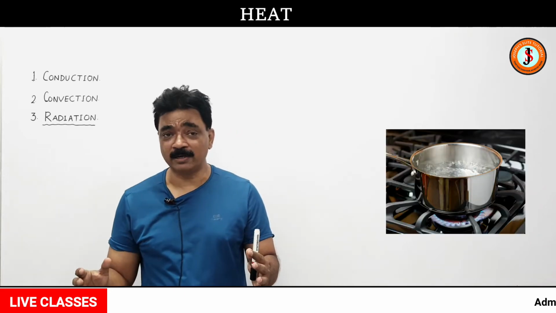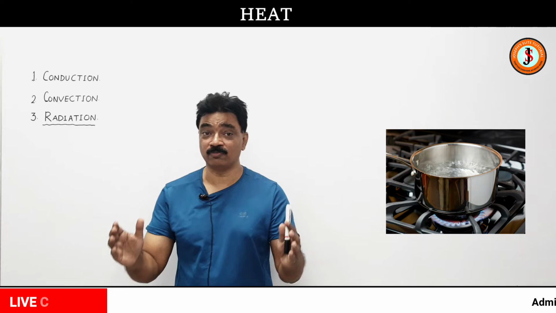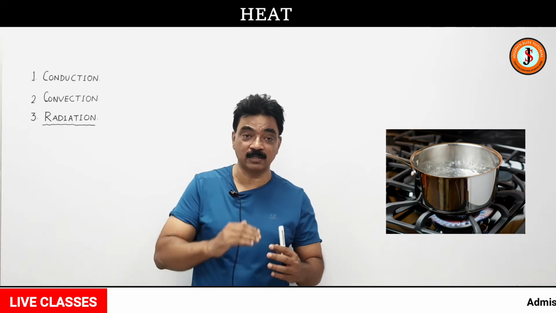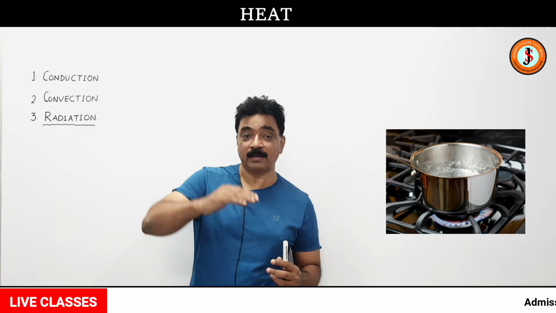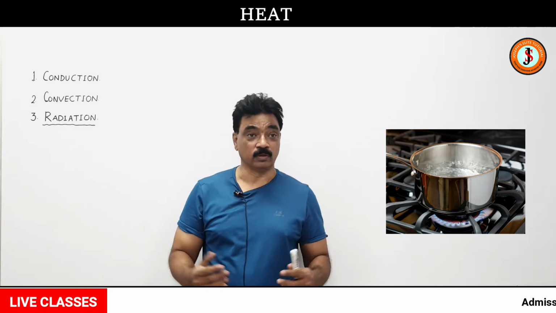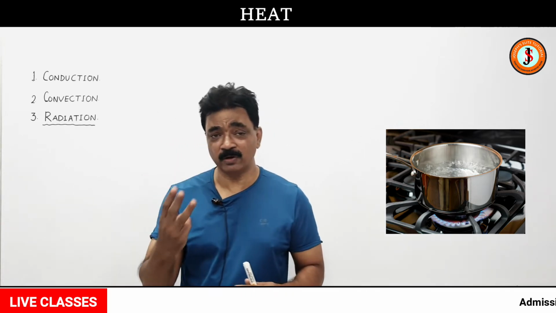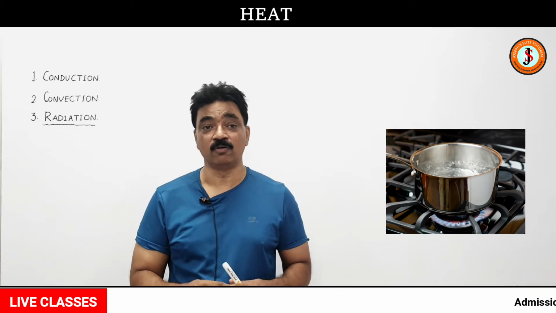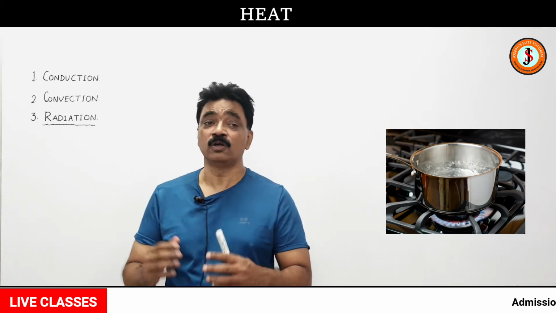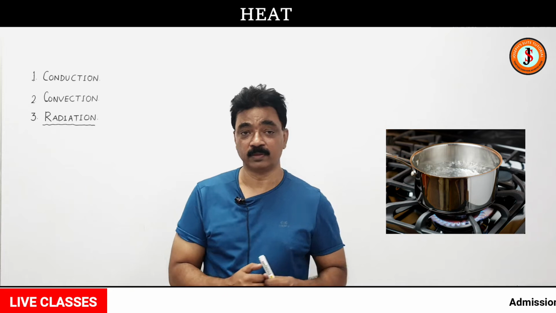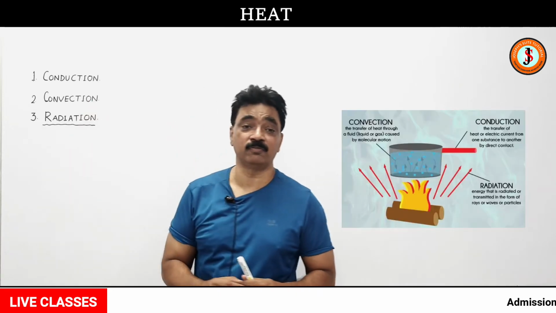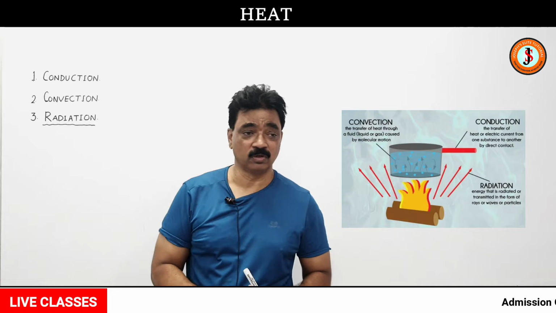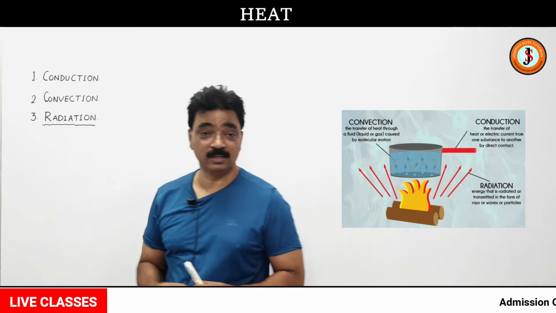Suppose you have lighted up an oven and you have kept a vessel on that. You are boiling water. So how is heat getting transferred through the metal to the water, and so on. There are three important ways or modes through which heat gets transferred from a source of heat to the places where it can go. The first one is the method of conduction. Second one is the method of convection, and third one is the method of radiation.